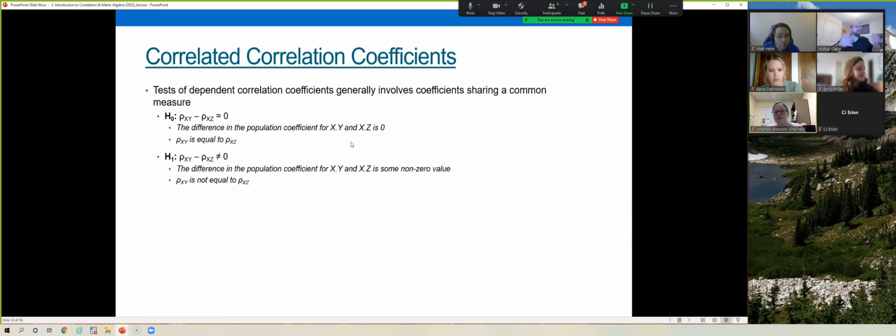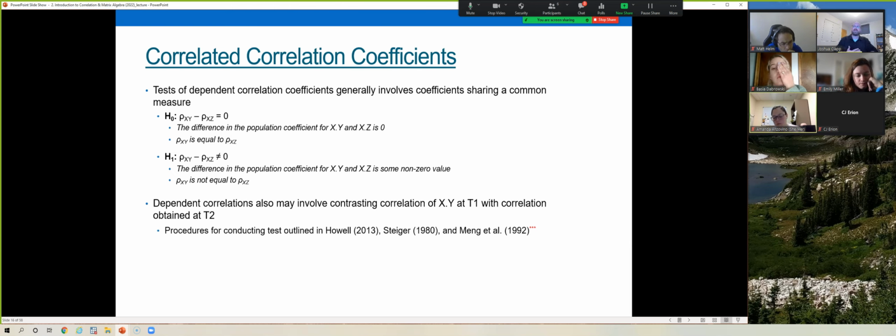This is all setting up an equivalence. Alternatively, the difference in population coefficient for XY and XZ is some non-zero value, or the population association of X and Y is not equal to X and Z. So we've got a situation where we've just got one sample, and we're looking at the correlation of one instrument with one variable versus another.